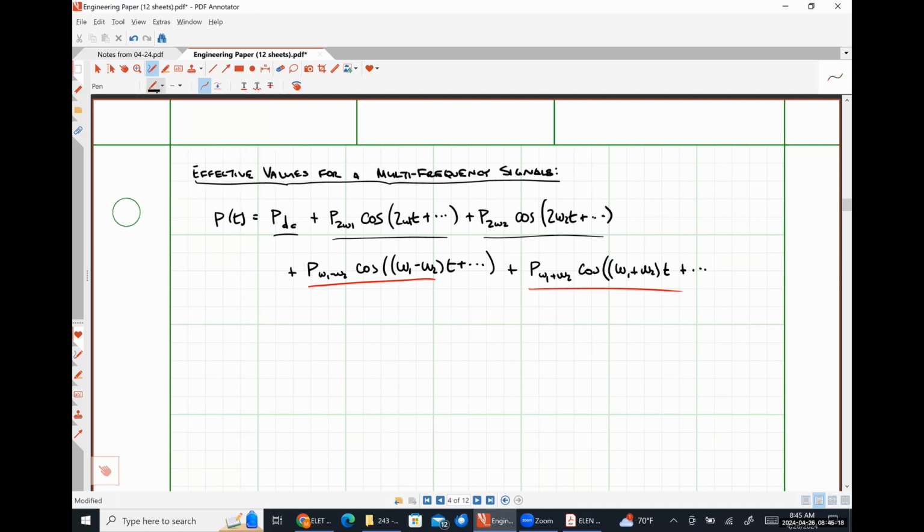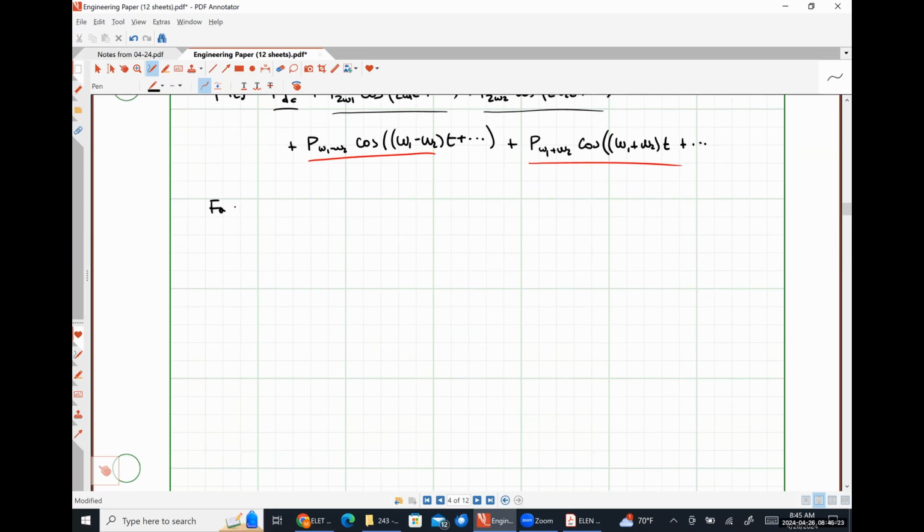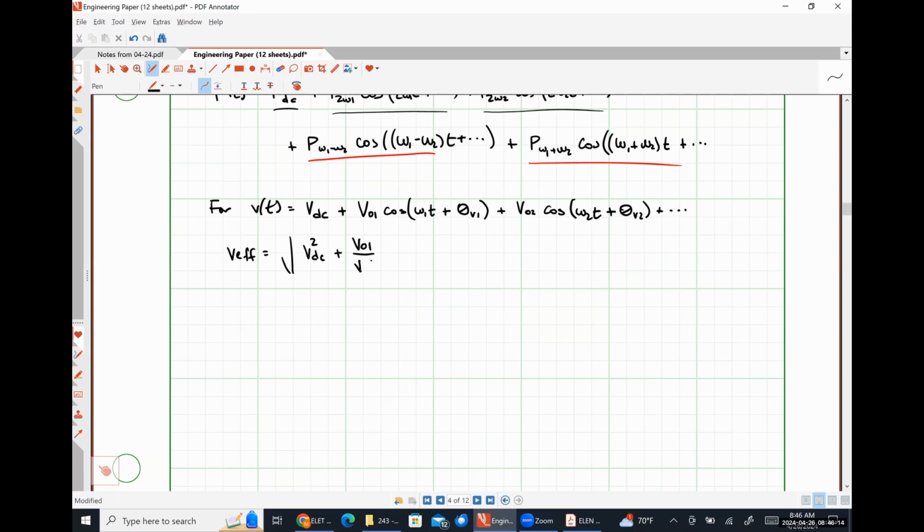So what we'll find is that in a multi-frequency circuit, so let's say V of t is VDC plus V naught 1 cosine omega 1t plus some phase angle, let's just call it theta V1, plus V naught 2 cosine omega 2t plus some phase angle theta V2, and so on and so forth. Our effective value just comes out to be the square root of VDC squared plus V naught 1 over the square root of 2 squared plus V naught 2 over the square root of 2 squared, and we keep on going.